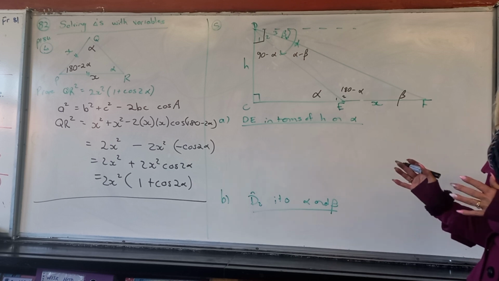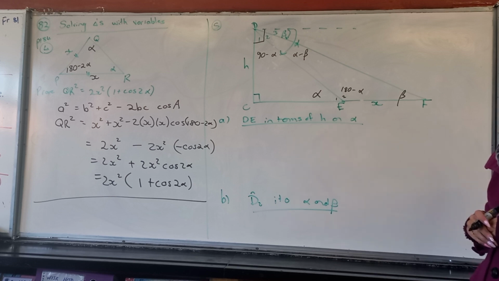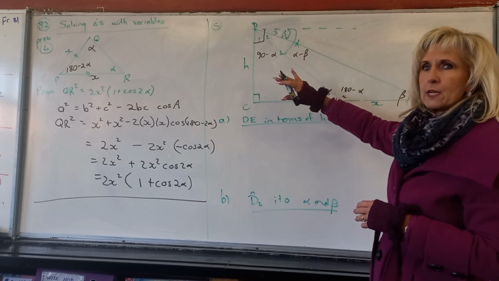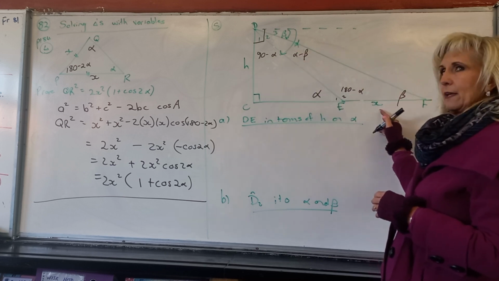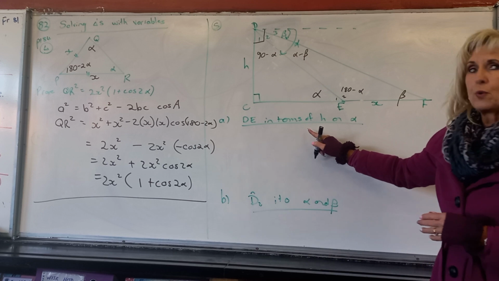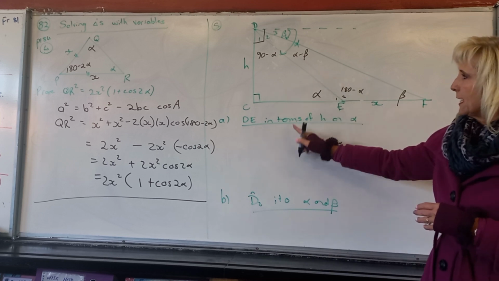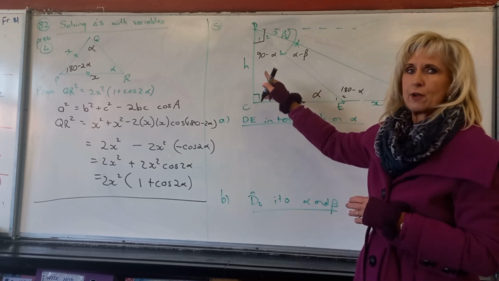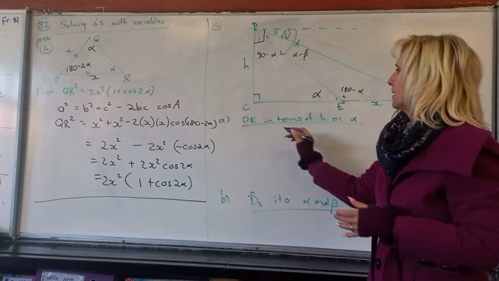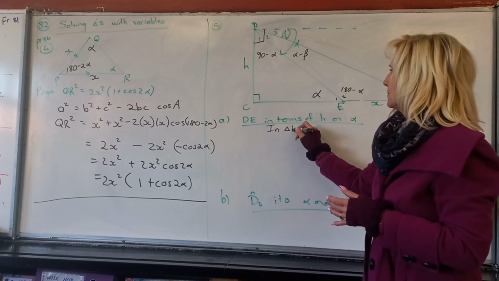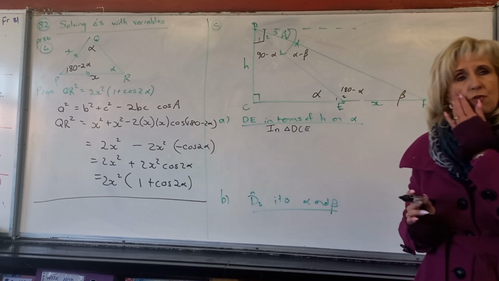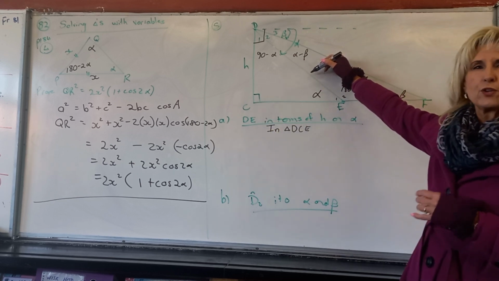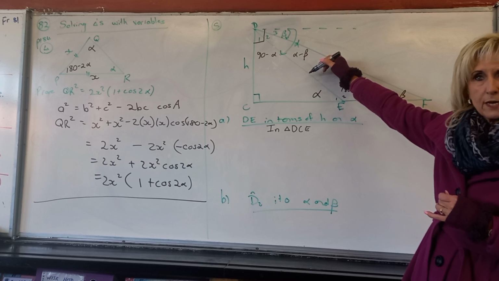Find all sorts of things, because now they needed me to find DE, which is actually the connector side, you see. So am I going to use that triangle with the X, or am I going to use this triangle? The question says, find DE in terms of H. That means I've got to go to this triangle, because they're leading me there. So in that triangle, DCE, how do I find DE? Can I use the sin rule?